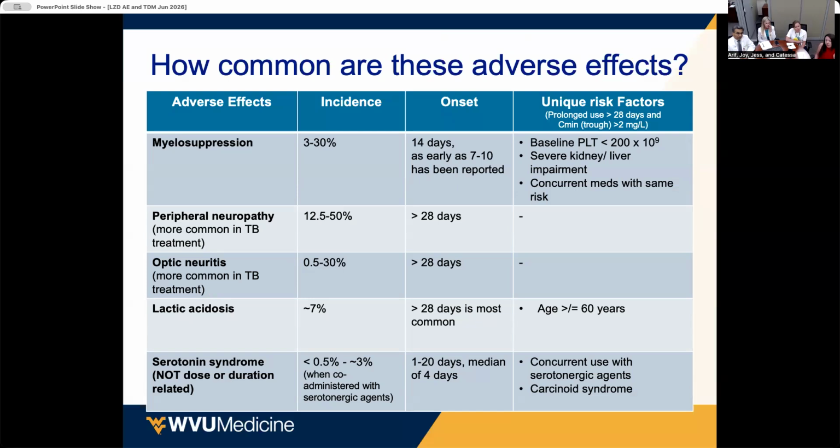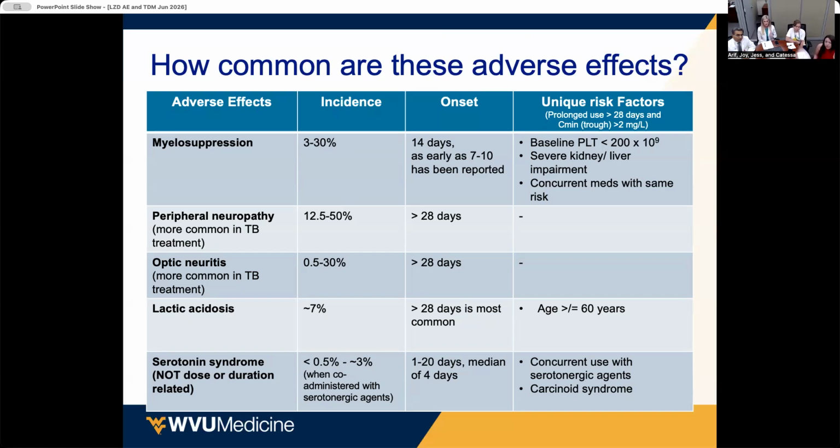Peripheral neuropathy and optic neuritis, I do want to say this is more common in TB treatment, probably because we're using this for much longer durations of therapy. But you can see here the incidence is a very wide range, with most of those 50 and 30% respectively being in our TB population. Onset here is greater than 28 days, and there really haven't been a lot of unique risk factors associated with these two.